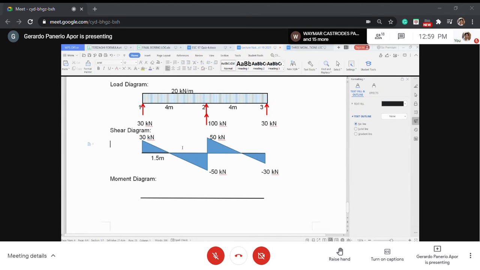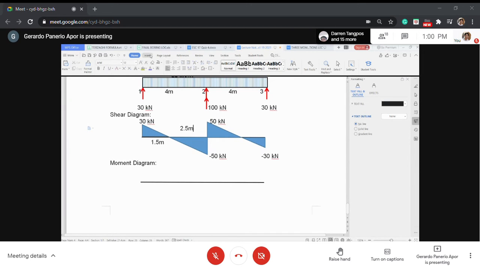Now, this distance here, from there to there, you have 50. 50 divided by 20, so that's 2.5. That means this is 2.5 meters, this distance from here to here. I think on the other side it's the same.